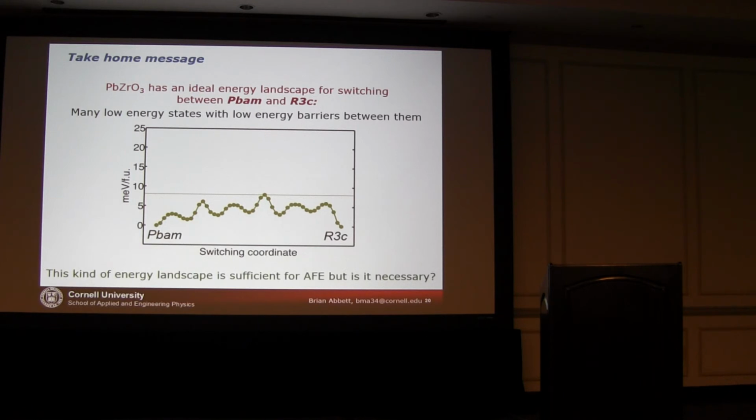So that brings me to the end here, and really the main point that I want to make is that there are tons of low energy states in lead zirconate. They're all connected by very low migration barriers, and we think that's what allows lead zirconate to be an antiferroelectric. It certainly seems that this type of energy landscape is sufficient for a material to be antiferroelectric, but we don't know if it's necessary, so that's something that we're thinking of going forward. So thank you for your attention. I'll take any questions.